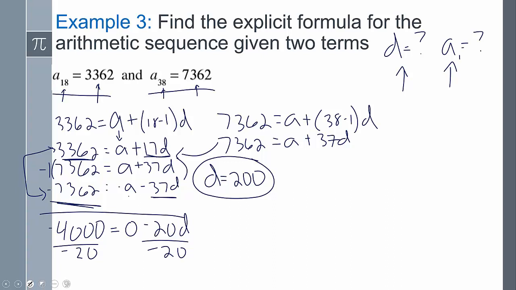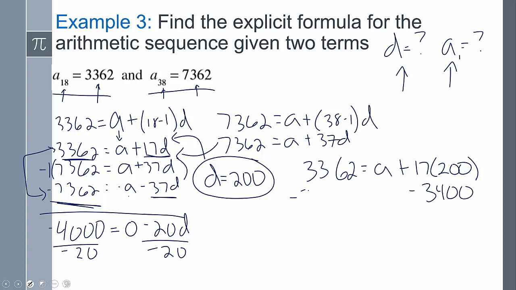Now I need to take this and plug it back into one of the equations, and I'll plug it into this top one. So I'm going to get 3,362 equals a plus 17 times 200. Well, that 17 times 200 is 3,400. So I'm going to minus 3,400, and so you're going to get negative 38 equals a.